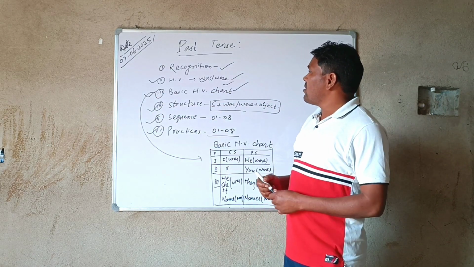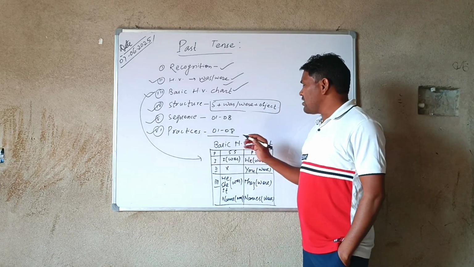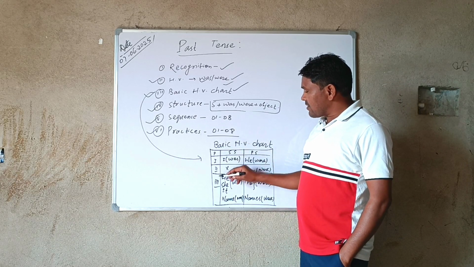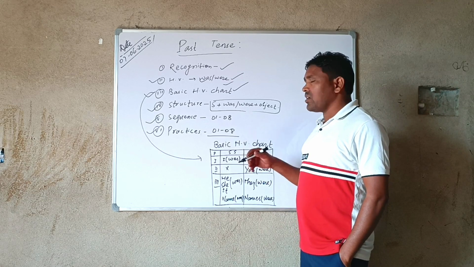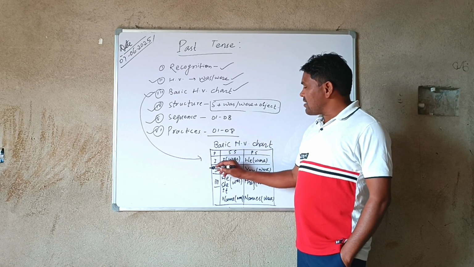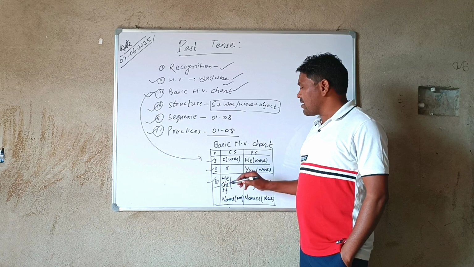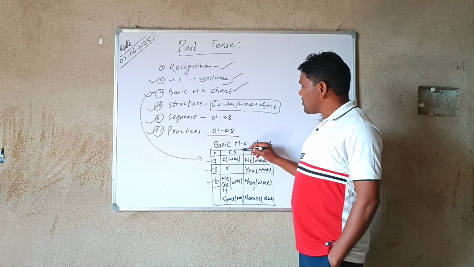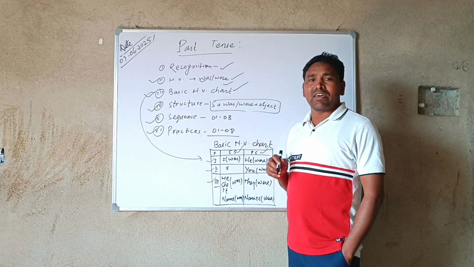You can see the basic HB chart. This is called basic HB chart. In this basic HB chart, there are 2 sections. First is the person section, and second is the subject section. In person, you know there are 3 kinds of persons. So this is the first person here, this is the second person here, and this is the third person here. And there are 2 types of subjects: this is the singular subject and this is the plural subject.